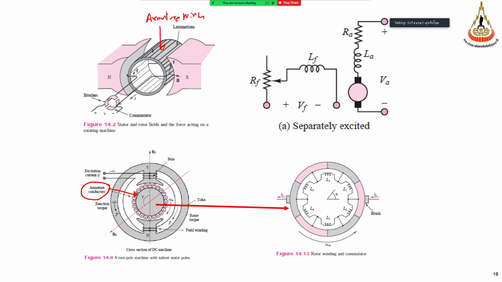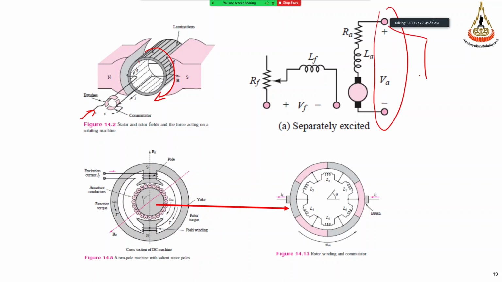So if you drive the armature with some force, you get voltage out from the carbon brush here. Okay, or if we supply the voltage here, this will be the force to drive this armature winding. If we supply the DC source here, okay, this part will be moved, right? We move like this. Okay.